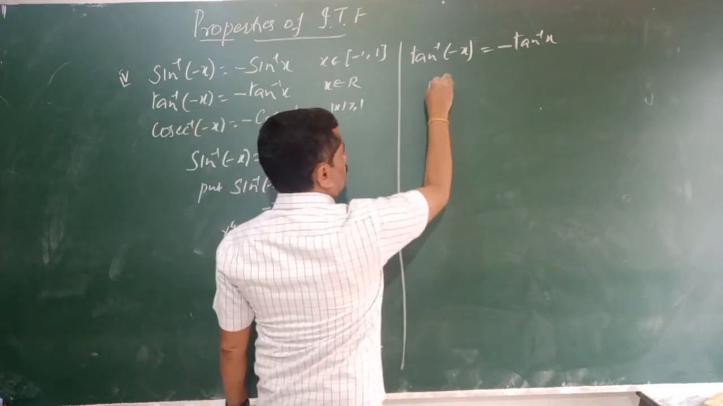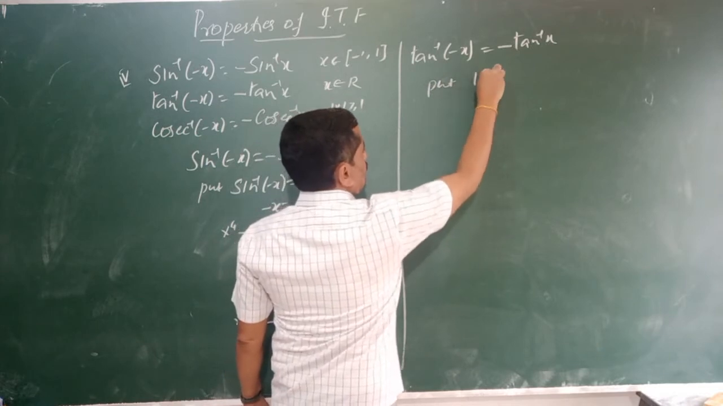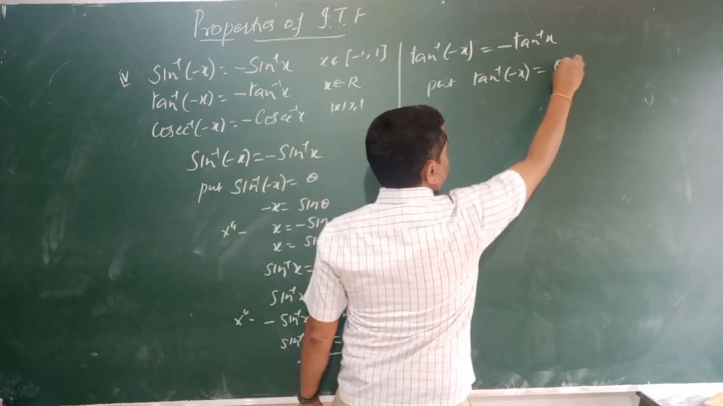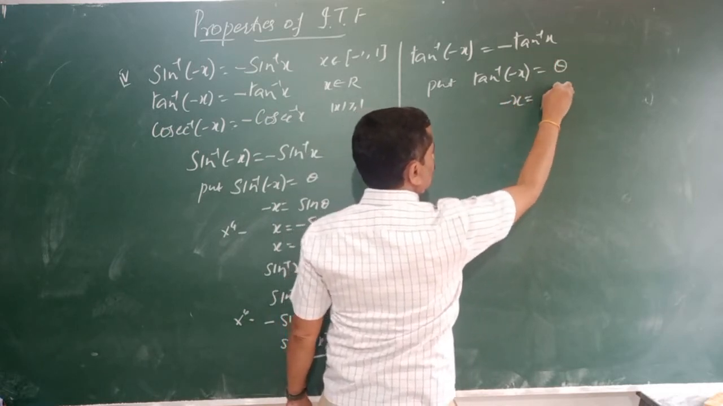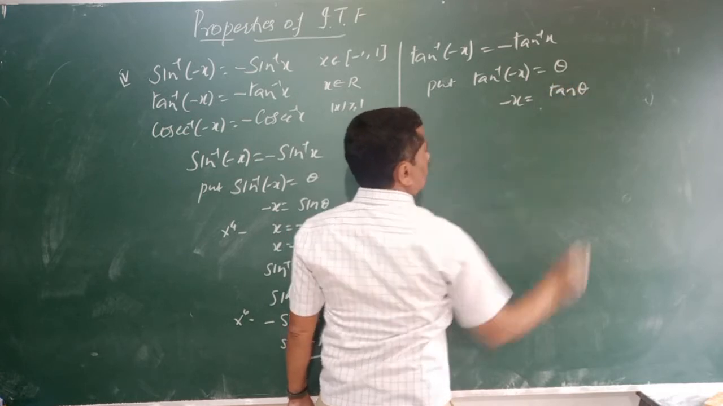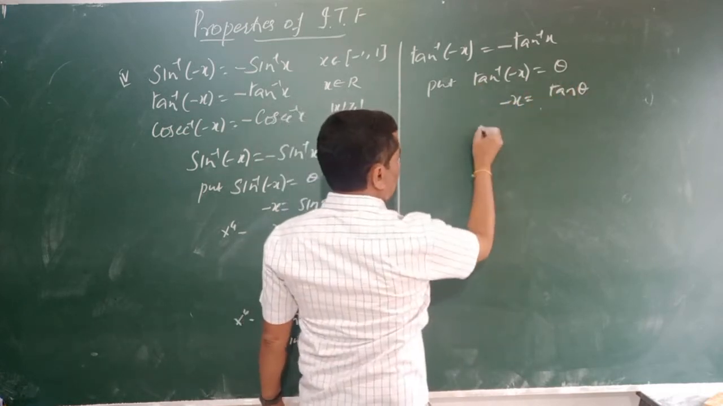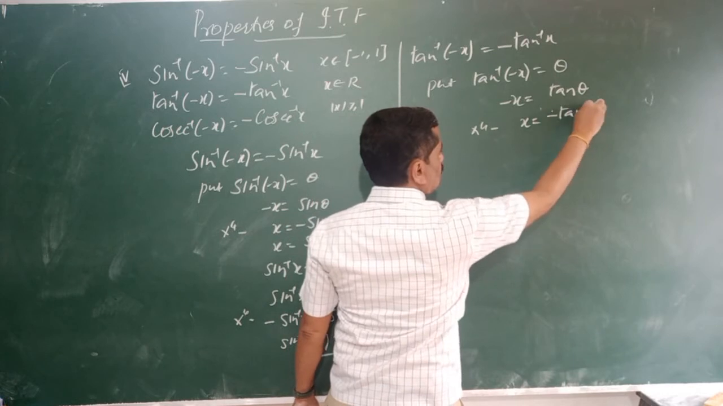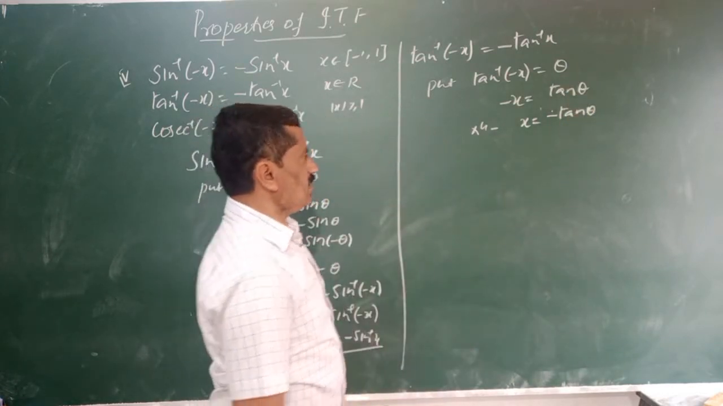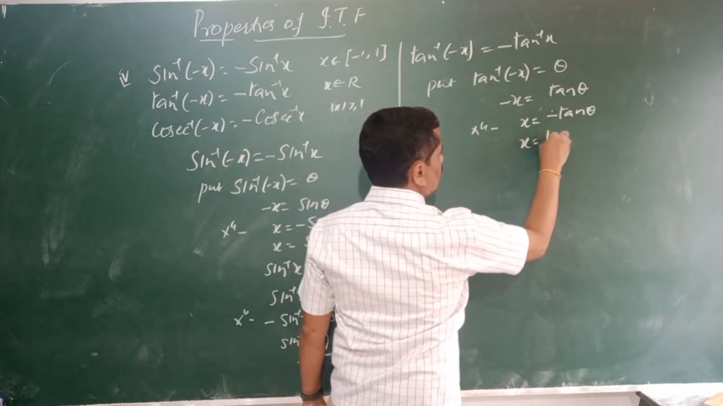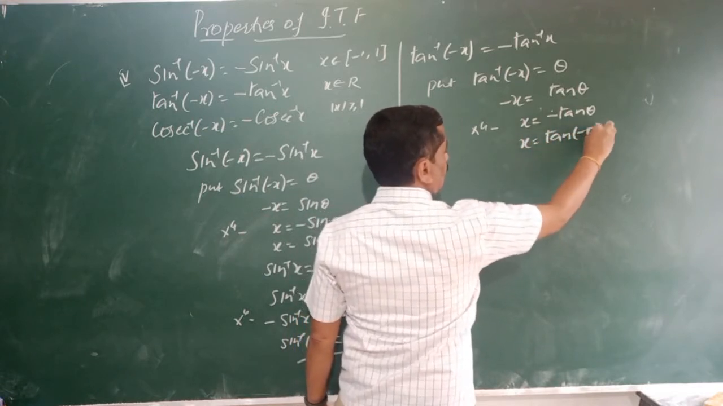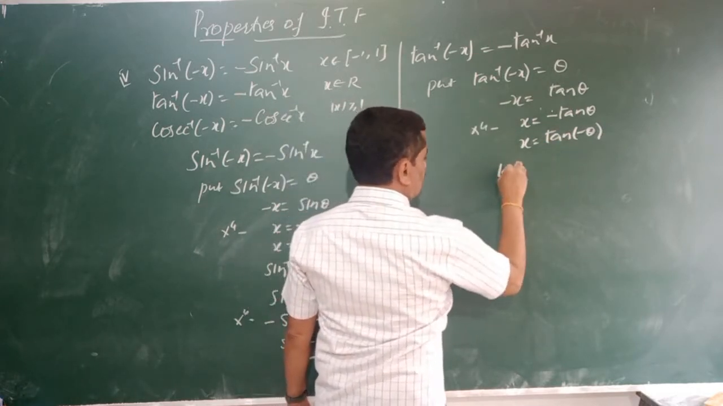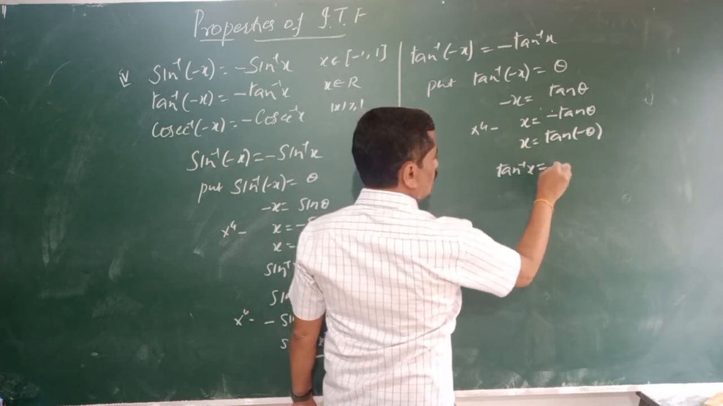Again, therefore put tan inverse of minus x is equal to theta. What is minus x? Minus x is equal to tan theta. So the inverse becomes trigonometric. Again, multiply by minus. Therefore x is equal to minus tan theta. So x is equal to tan of minus theta. Again, bring this tan to the LHS. Therefore tan inverse x is equal to minus theta.